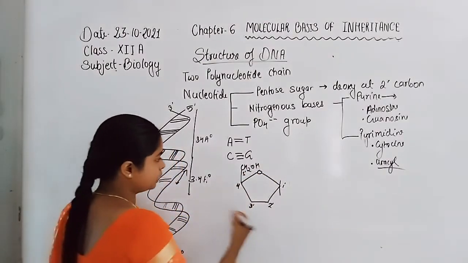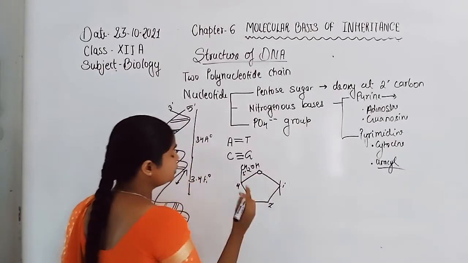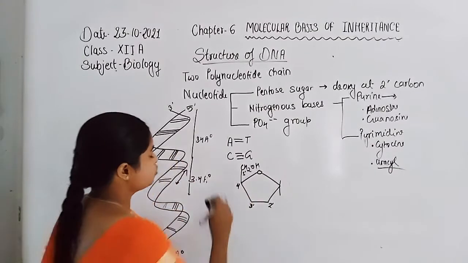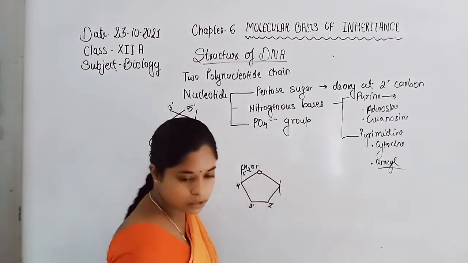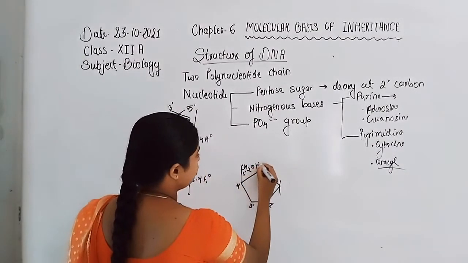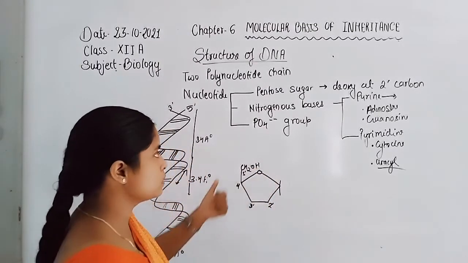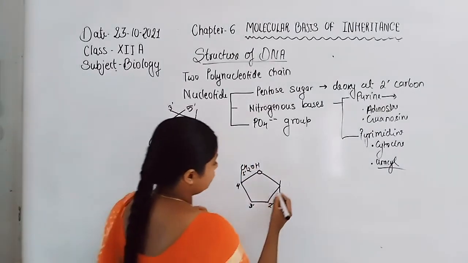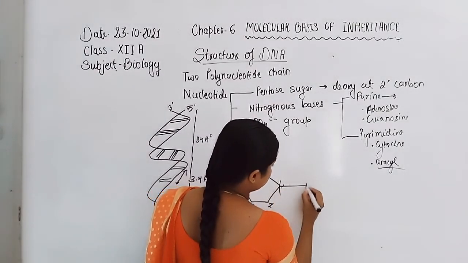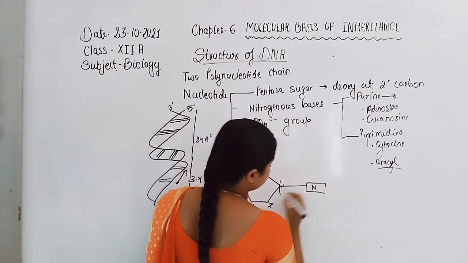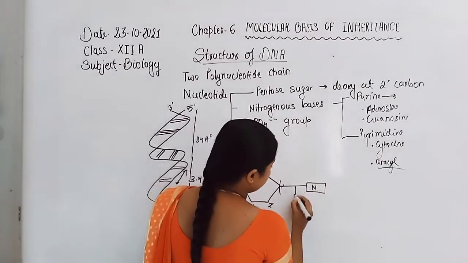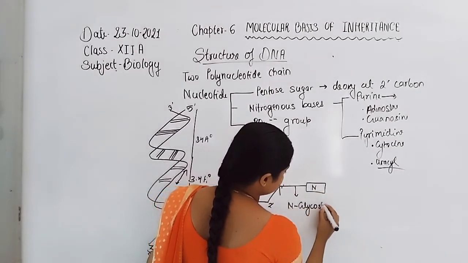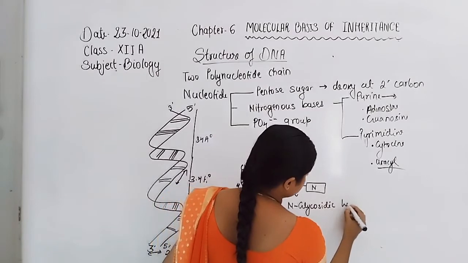These are the number of carbon. If we talk about where the nitrogenous base is present on the pentose sugar, because in the DNA all these groups are linked with each other to form a single nucleotide, on the 1 prime carbon the nitrogenous base is added through an N-glycosidic linkage.